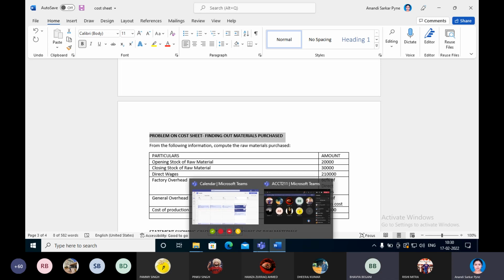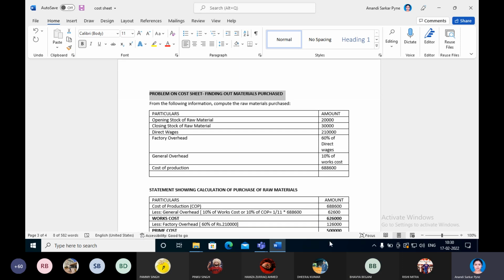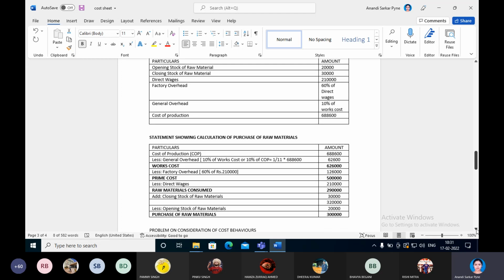Did you get the calculation? 62,600. Yes, 62,600. So we will be getting works cost as 6,26,000. We deduct factory overhead, that is 60% of the direct wages. Direct wages is 2,10,000. So we get 1,26,000. Prime cost is 5 lakh. 5 lakh less direct wages is raw material consumed. We add the closing stock, we deduct the opening stock, and what we get is purchase of raw material, which is 3 lakh.